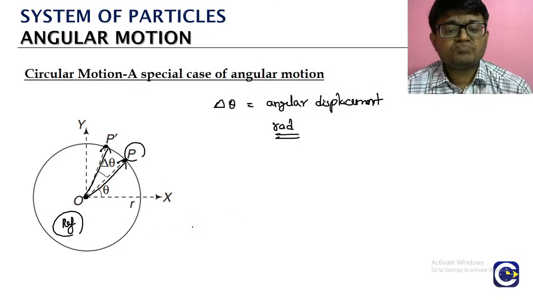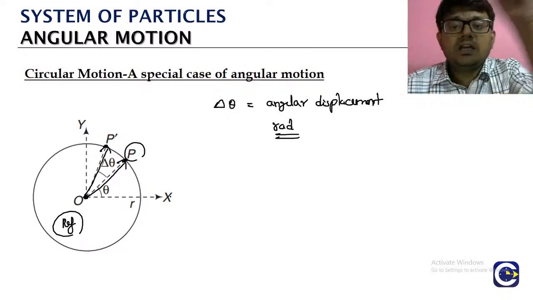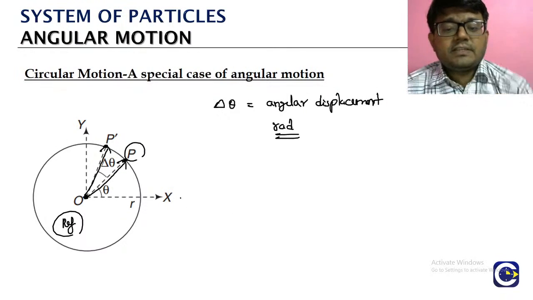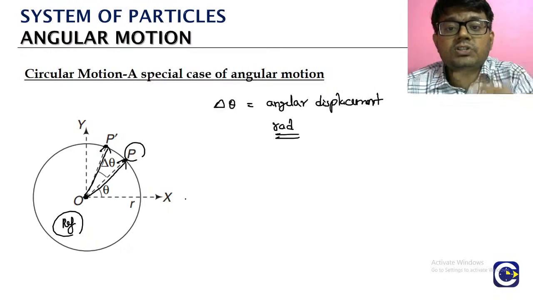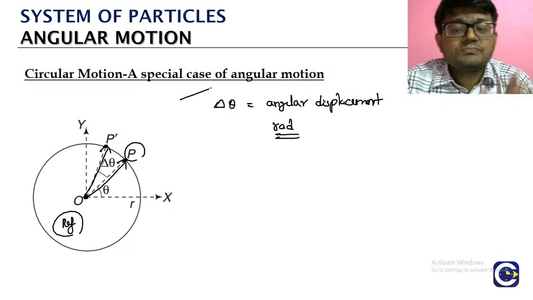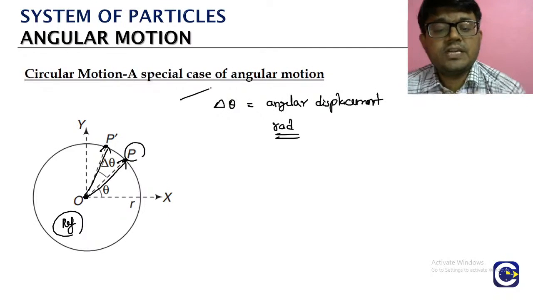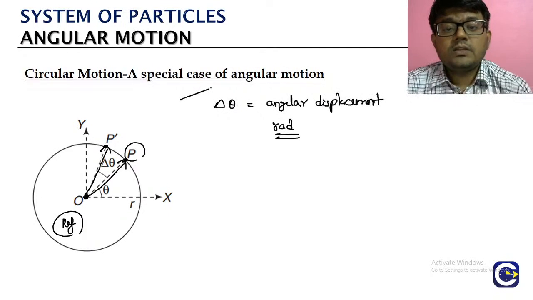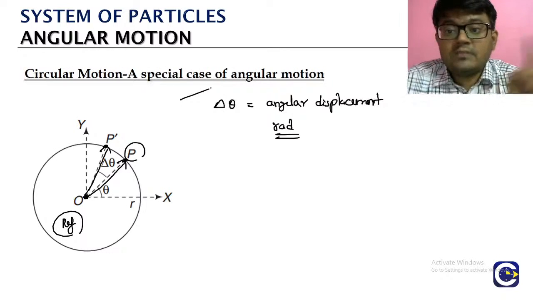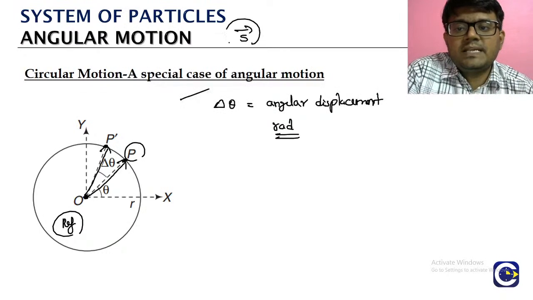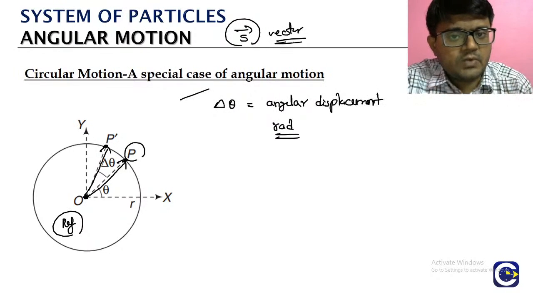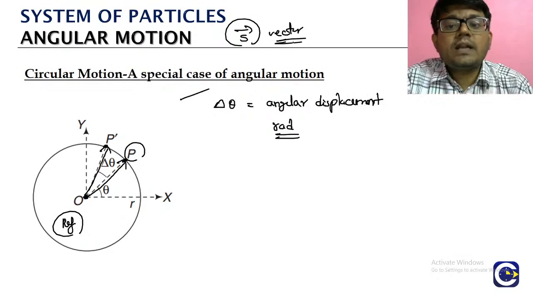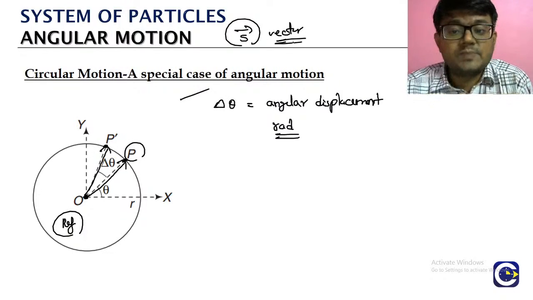So when you look at a particle which is going in a circular path, that is a special case of angular motion. We can study the motion of the particle by using the angular displacement concept. But normal displacement, we define, is a vector quantity. So what about this angular displacement? Will it be a scalar or a vector?